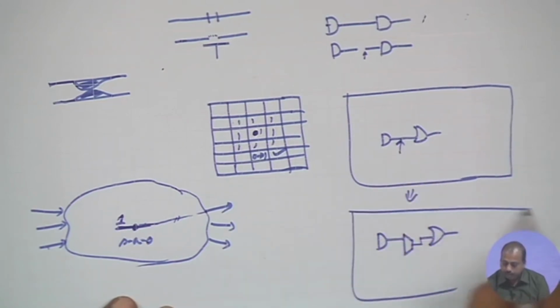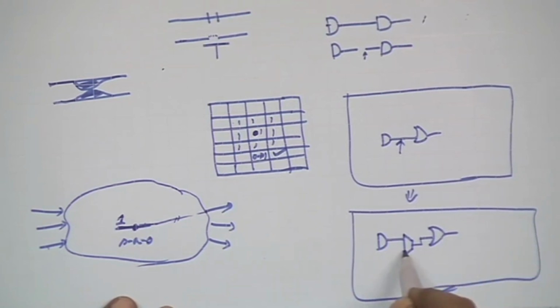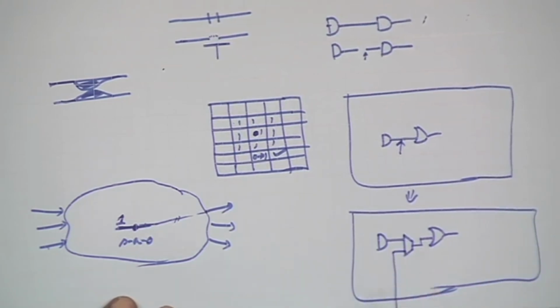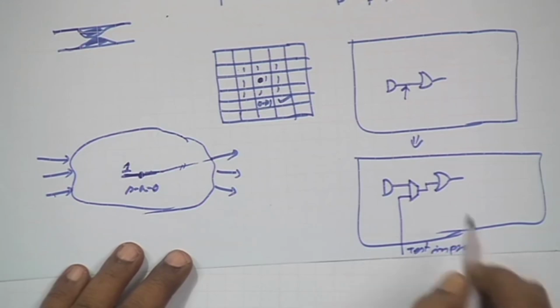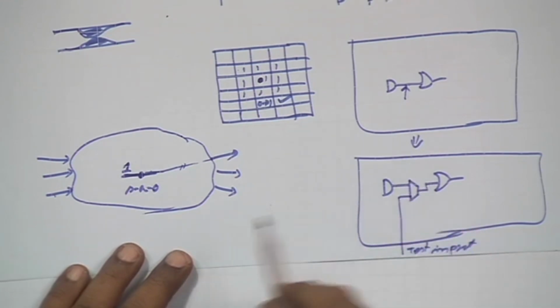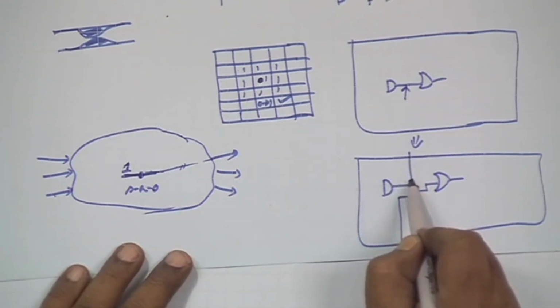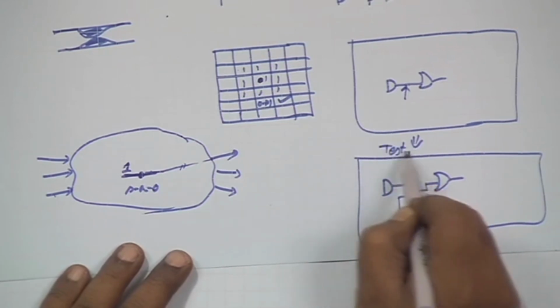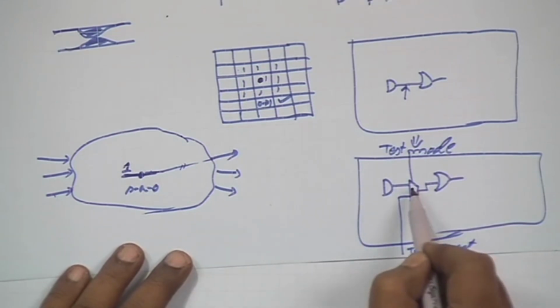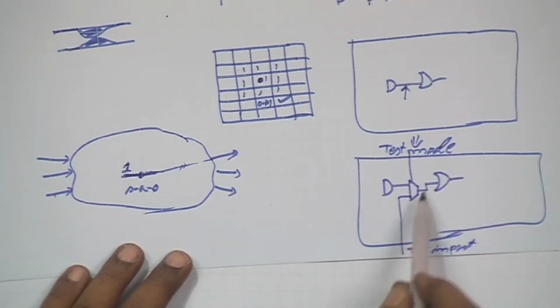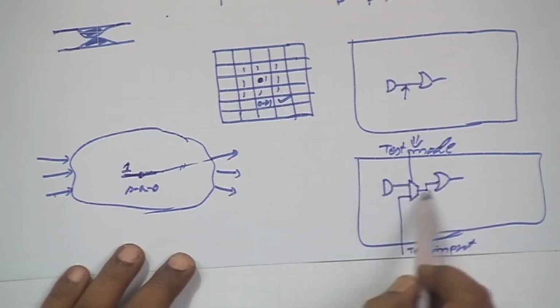This is the circuit boundary. There will be another line taken out, which we call the test input. This multiplexer has to be controlled, and it is controlled by the test mode, which selects the test mode. If the test mode selects this test input, then the test input can be put at this point; otherwise, for normal operation, the normal line will go.